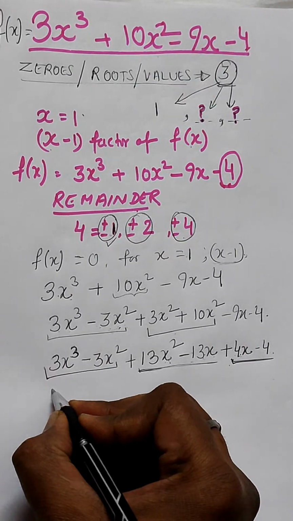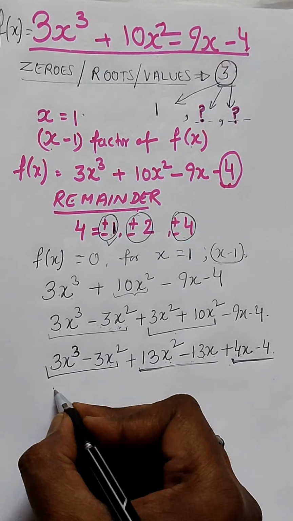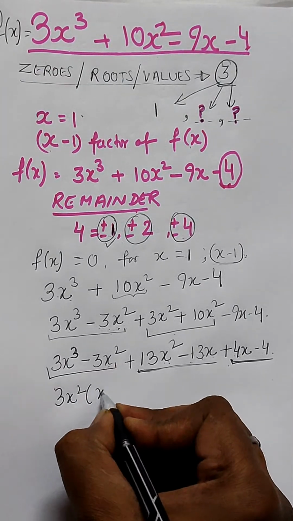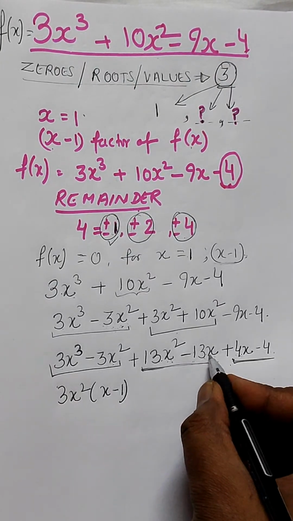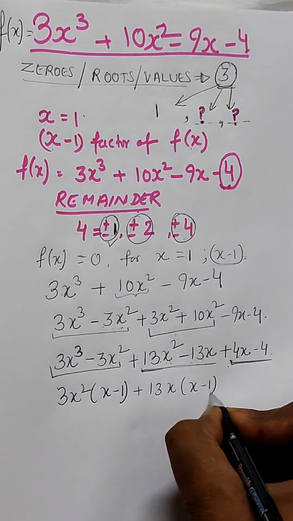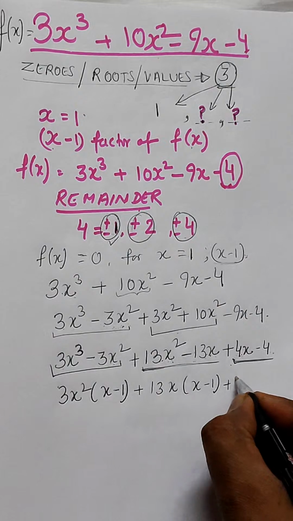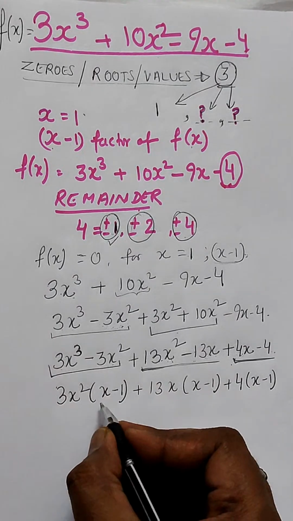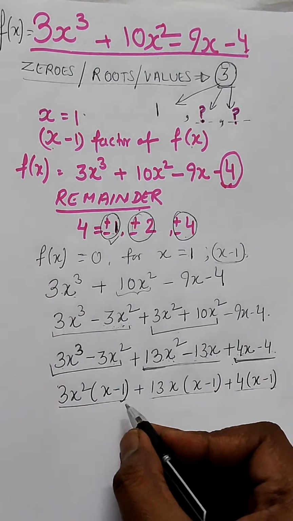Now, from the first two terms, when you take 3x square common, we are left with x minus 1, right? From these two terms, when you are taking 13x as common, you are left with x minus 1, isn't it? And from these last two terms, if you are taking 4 as common, we are left with x minus 1, right? So from all these three terms, now put x minus 1 common.